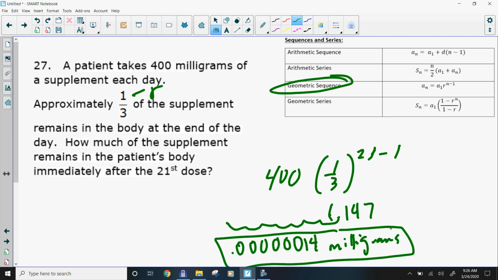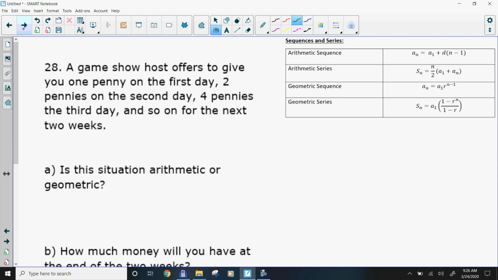Okay, here we go. I just want to make sure I'm reading this right. Approximately how much of the supplement remains in the body at the end of the day? Yeah, we're good. Okay, number 28.